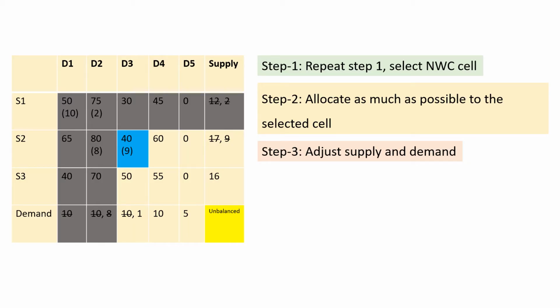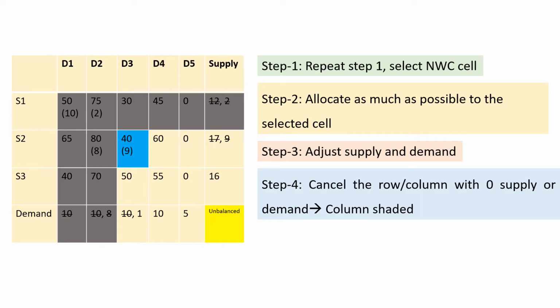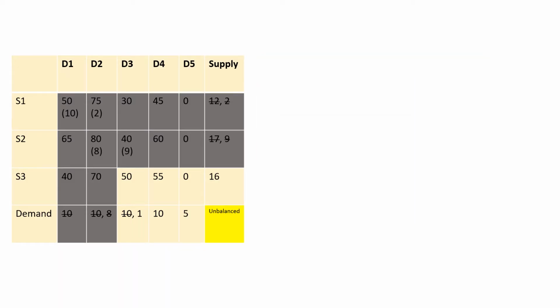And then we have to cancel out the zero supply or demand, so the row has to be cancelled because there is no supply here, all are allocated. Then the next step is to repeat the steps again.